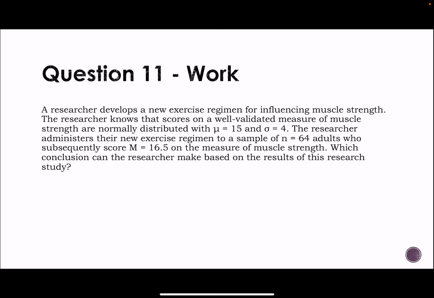Okay, so since we are doing a sample, we're not going to use our basic z-score. We're going to use the one where we do the mean. This is the sample mean z-score. So the mean of the sample minus the population mean, divided by the standard error. And remember, standard error is just your standard deviation divided by the square root of your sample size.